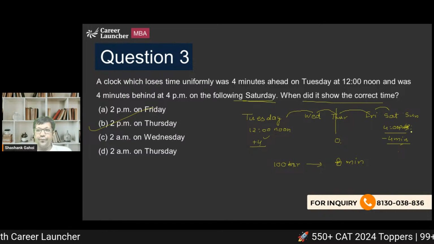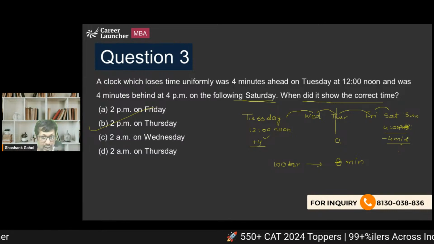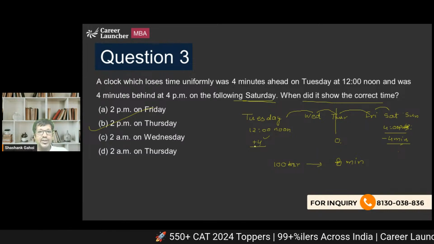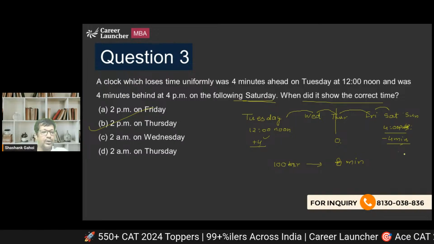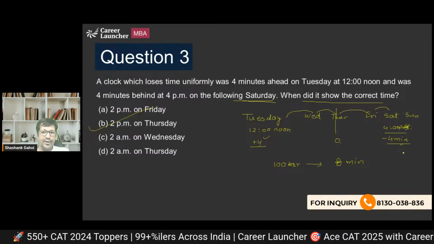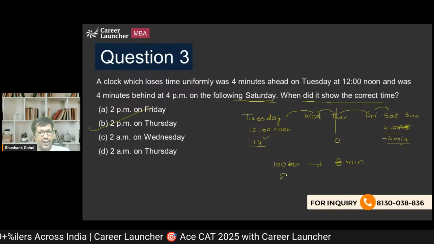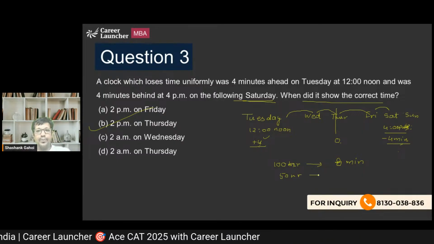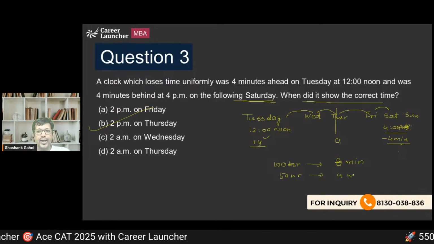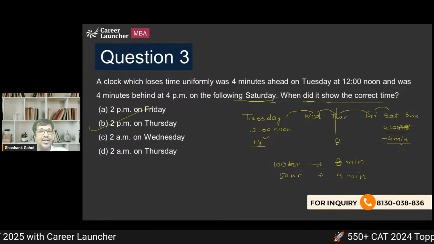On Saturday, 4 p.m., it was 4 minutes behind. So it means it is going from +4 to -4. So an 8-minute difference in 100 hours. So a 4-minute difference is going to be in 50 hours. So it means my time should be lying exactly in the middle.